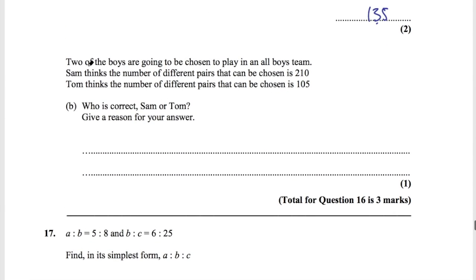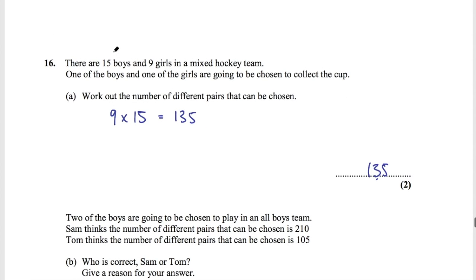And then part B says 2 of the boys are going to be chosen to play in an all-boys team. Sam thinks the number of different pairs that can be chosen is 210. Tom thinks the number of different pairs that can be chosen is 105. Who is correct, Sam or Tom? Give a reason for your answer. Now this is slightly different to part A, because in part A we had 2 different groups. We had the boys and the girls. So there were 9 times 15 pairs.